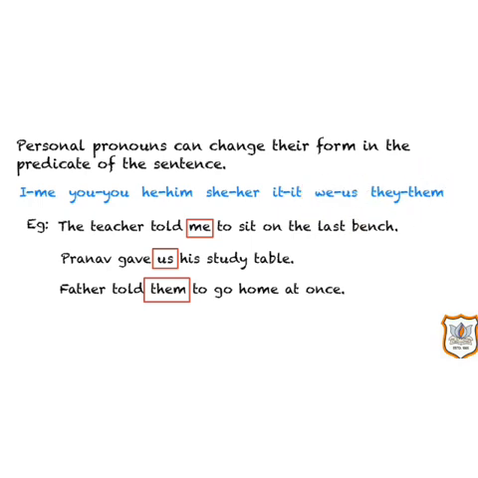For example, the teacher told me to sit on the last bench. Now why is the word me written? Because it cannot be said that the teacher told I to sit on the last bench. That makes no sense. So that's why we use the word me. Pranav gave us his study table. We cannot use the word we: Pranav gave we his study table. It will be Pranav gave us his study table. Father told them to go home at once. So I hope you understood the personal pronouns which can change their form.